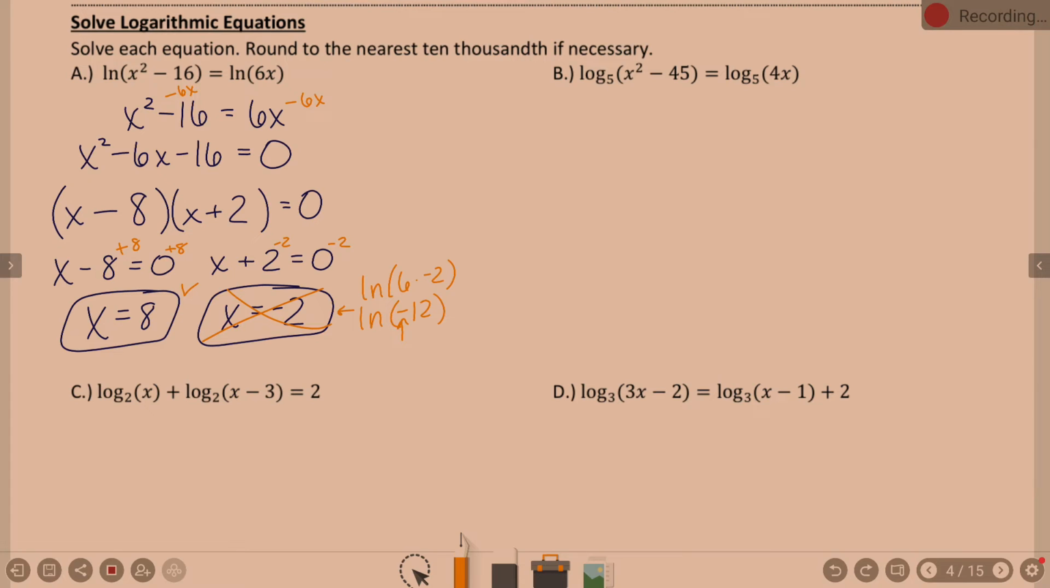B is very similar. The difference with B is instead of natural logs, it's log base 5. But I still have a log equal to a log. So my process is still the same, yes? Since it's log base 5 of x squared minus 45 equals log base 5 of 4x. They're both log base 5, so drop the logs, and we have the equation x squared minus 45 equals 4x.